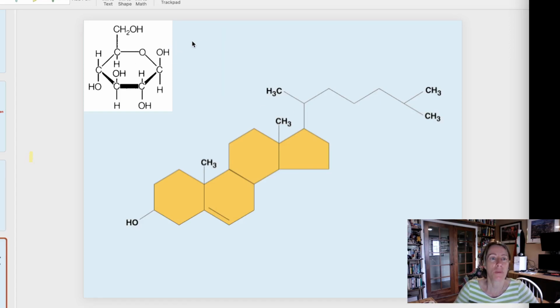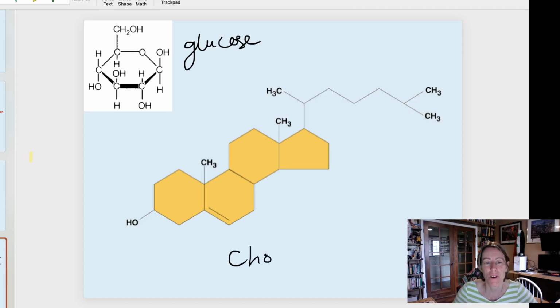This one in the top left corner is glucose, and we've already looked at this one in a previous video a little bit, a blood sugar right here on the left. And this bigger looking weird thing down here is actually a molecule of cholesterol. This is the one that's in our diet, in our bloodstream. Humans can also synthesize it themselves.